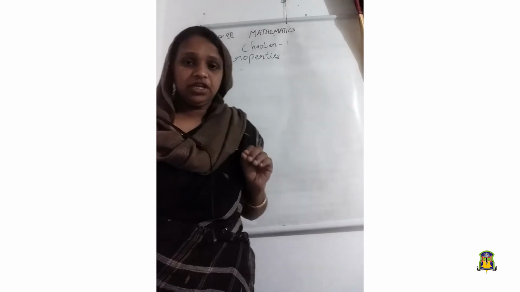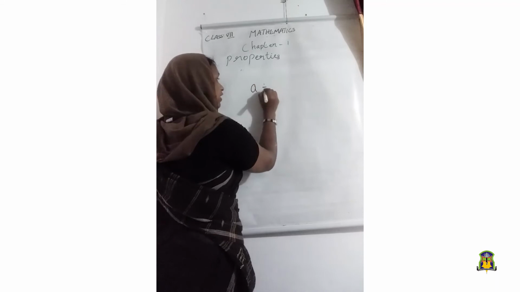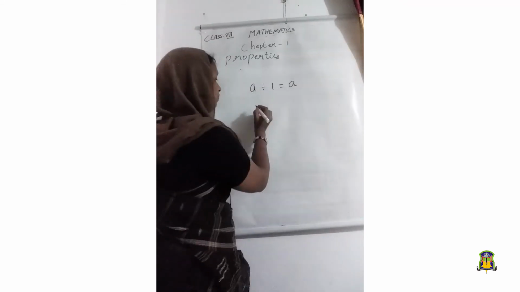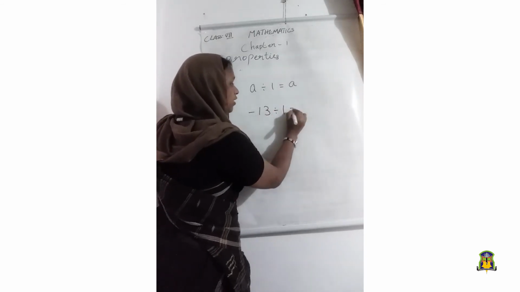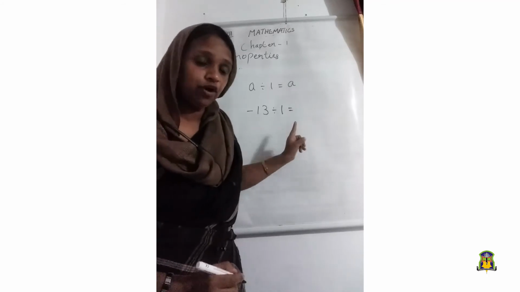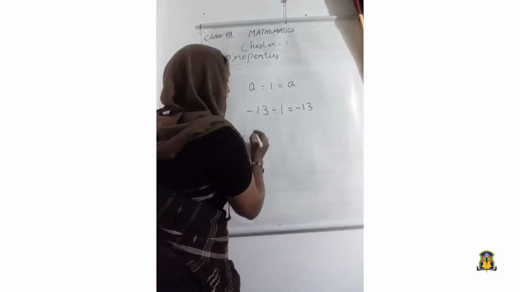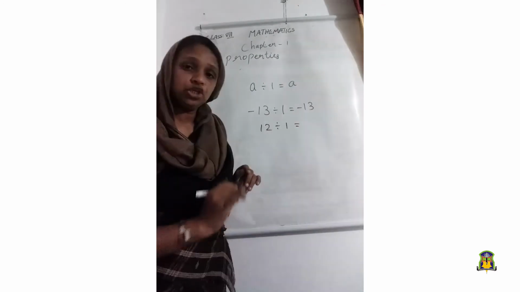Next, any integer A divided by 1, the answer is what? A. For example, negative 13 divided by 1. Negative 30 divided by 1, the answer is what? Yes, it is negative 30. Then, 12 divided by 1, the answer is 12. Okay.